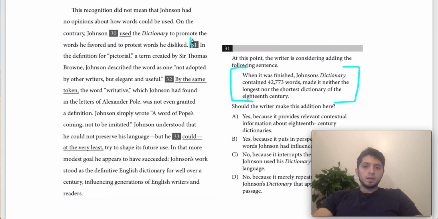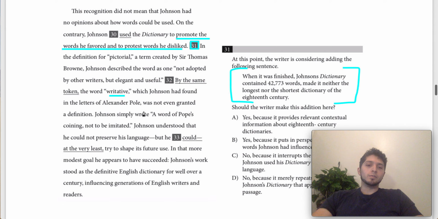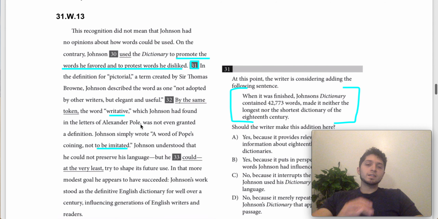They want to put it right in between these two sentences, and these sentences say, on the contrary, Johnson used the dictionary to promote the words he favored and to protest words he disliked. So he wants to promote words he favored, protest words he disliked. And let's look at this next sentence here. In the definition of pictorial, a term created by Sir Thomas Browne, Johnson described the word as one not adopted by other writers, but elegant and useful. And then down here he talks about the word writative as one that's not even good, right? Not to be imitated. So this is giving two examples now of a word that he thinks is elegant and useful, and another word that he thinks should not be imitated, right? Which would be a word he favored, and a word he protested, one he did not like.